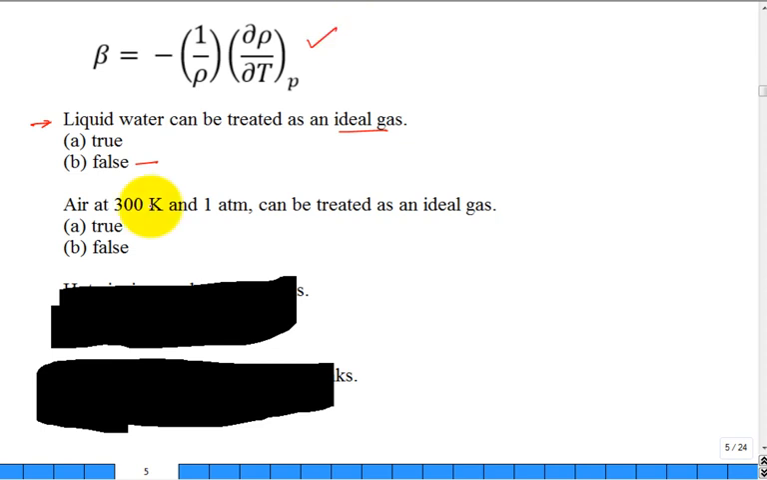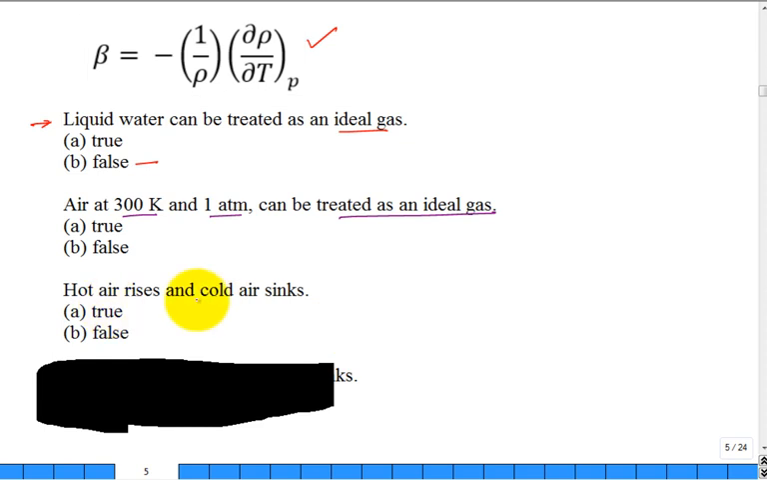Air at 300 Kelvin, that's about room temperature, 1 atm, about room pressure, can be treated as an ideal gas. True or false? True. Very true. Hot air rises, cold air sinks. That's the general principle of buoyancy.